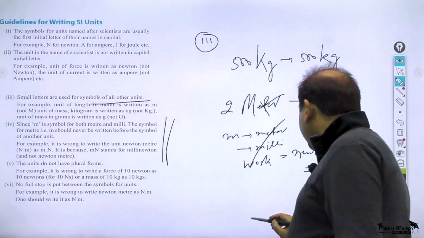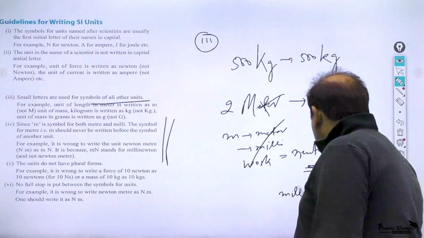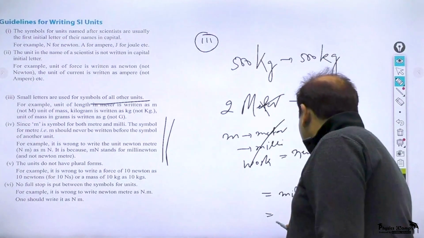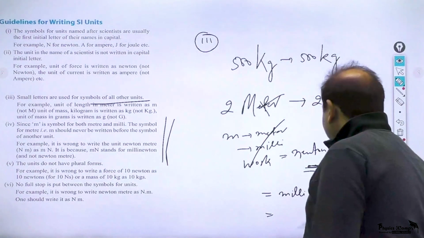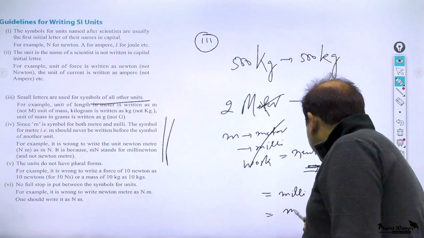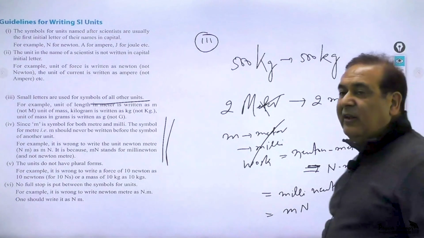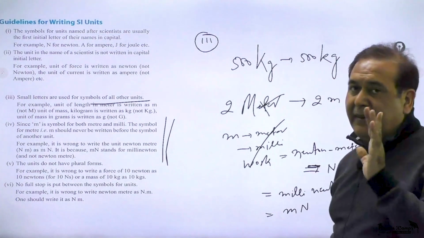And in case if it is millinewton, the smaller unit of force, or 10 to the power minus 3 Newton, then we should write it mN. So when this m is prior, it is milli, and when it is later, it is meter. This is particularly for m, small m.